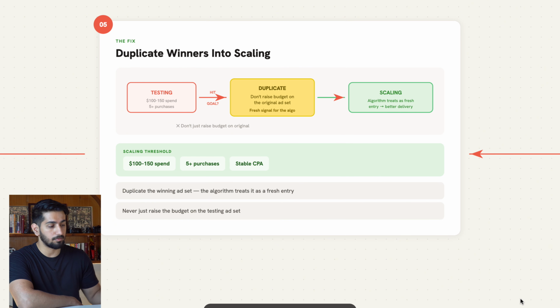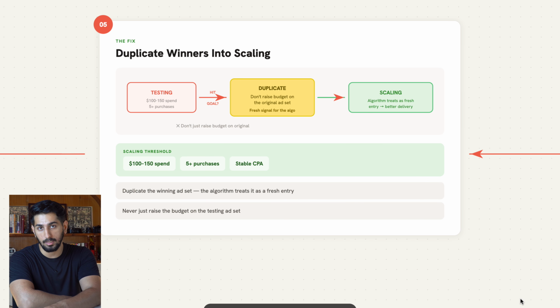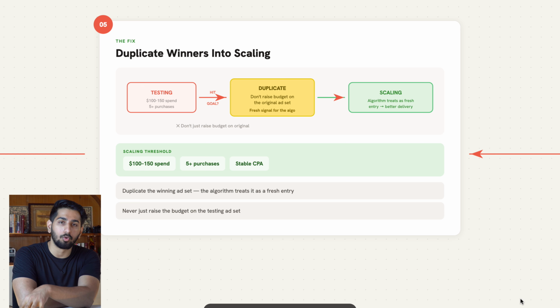So the fix is very simple. Once your ad set crosses about 5 to 10 purchases, you duplicate that ad set into a scaling campaign. Now the keyword here is duplicate. You never want to turn off the initial ad set. You just want to duplicate it into a separate new scaling campaign and let both of them run side by side. You scale it from the scaling campaign and you let it collect more data in the testing campaign. And that is exactly what we did. We graduated the winners from the testing campaigns into a dedicated scaling campaign, and we continued scaling them from there.